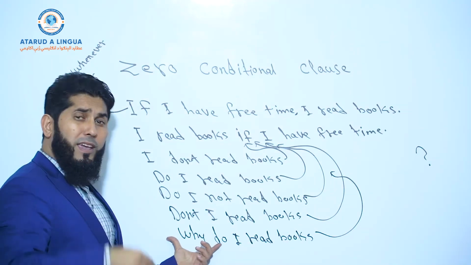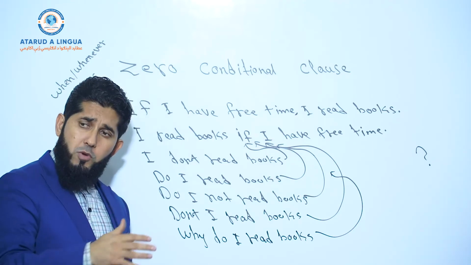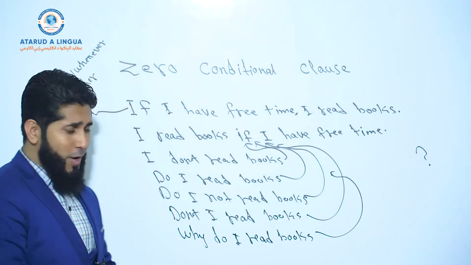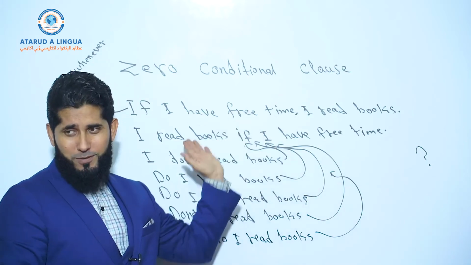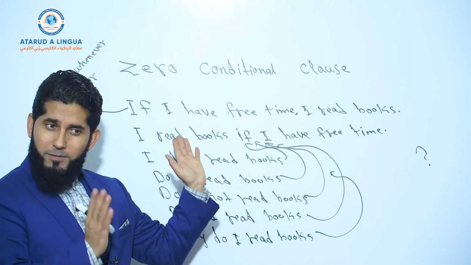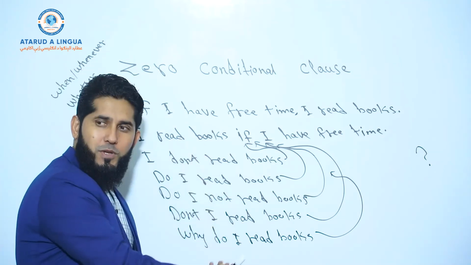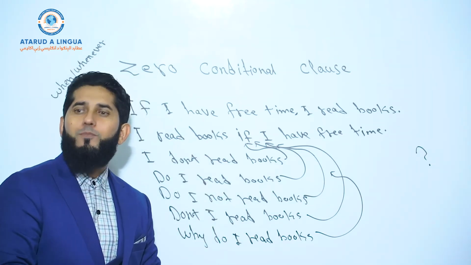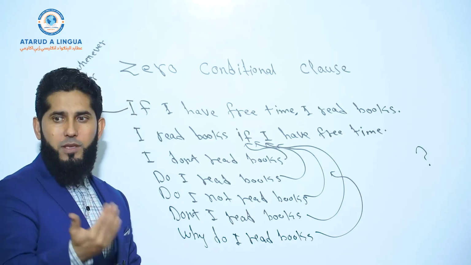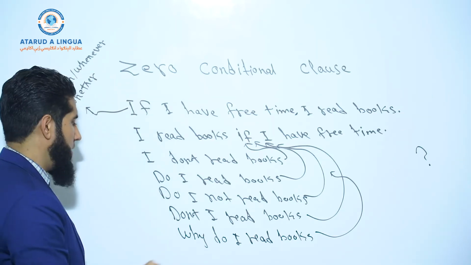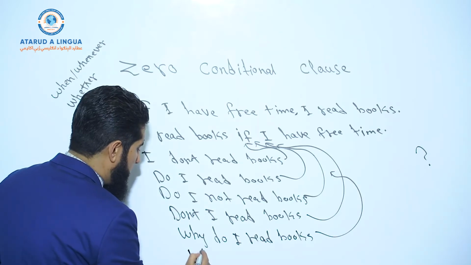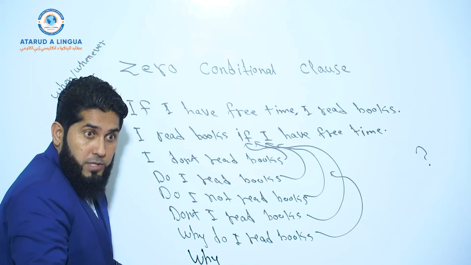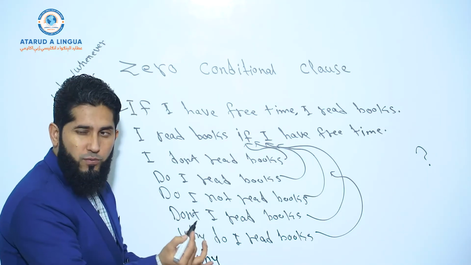And in information questions, again, you can use negative interrogative form. For example, why do I not read books if I have free time? Negative interrogative, complete form, in information questions. Okay, why don't I read books if I have free time? So there are many different forms, right? So I'm going to just put one negative interrogative form in WH questions, which is very common in spoken daily English, and that is the short form, okay?